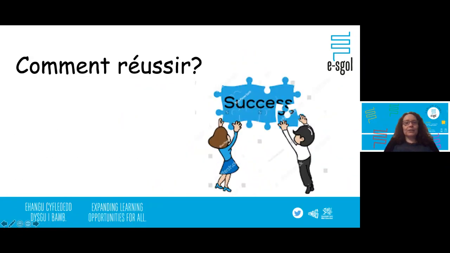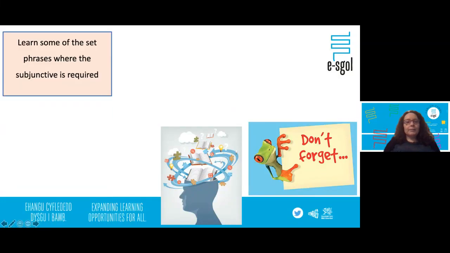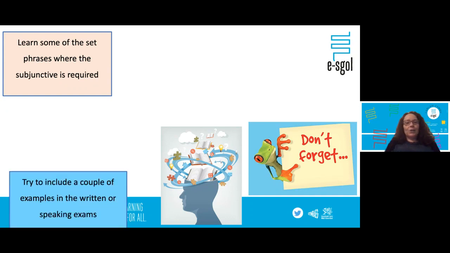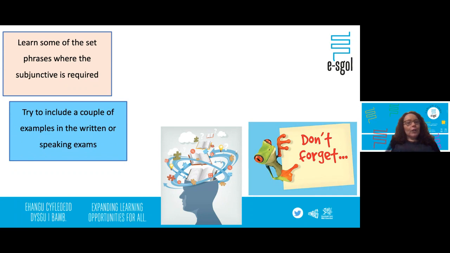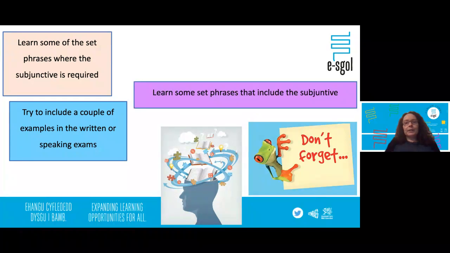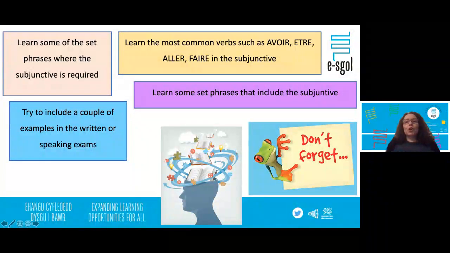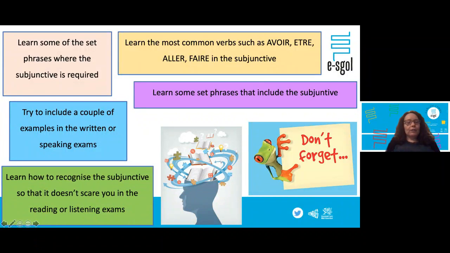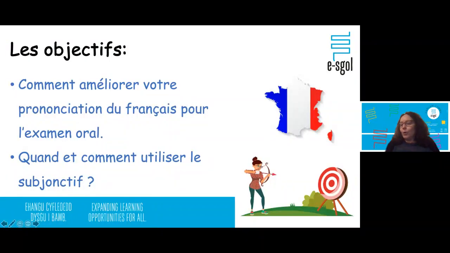So that was a bit of practice. So comment réussir? So again, some tips. So learn some of the set phrases when the subjunctive is required. So if you look on the previous PowerPoint, you'll see quite a few lists there. Try to include a couple of examples in the written or speaking, or both written and speaking exams. Learn some set phrases that include the subjunctive. Learn the most common verbs such as avoir, être, aller, faire. And learn how to recognize the subjunctive so that it doesn't scare you in the reading or listening exams. Okay, so that's our objectives done.